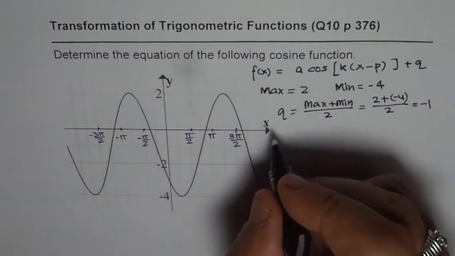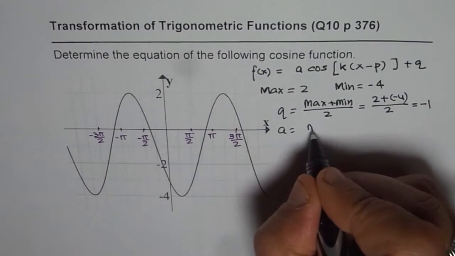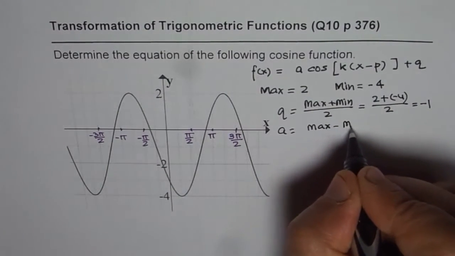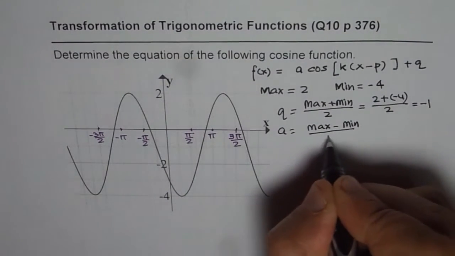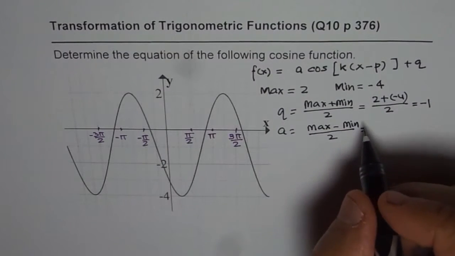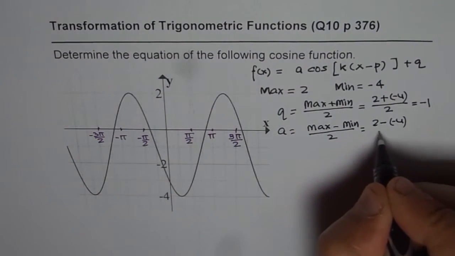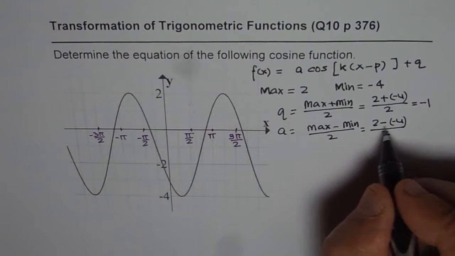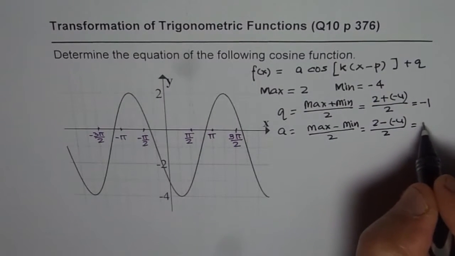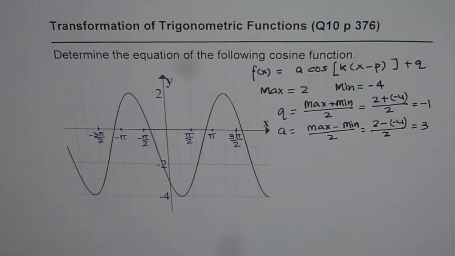Now, amplitude is (maximum minus minimum) divided by 2. So which is maximum plus 2, minus of minus 4, divided by 2. So that makes it 6 divided by 2, 3. So 3 is the amplitude for our function.